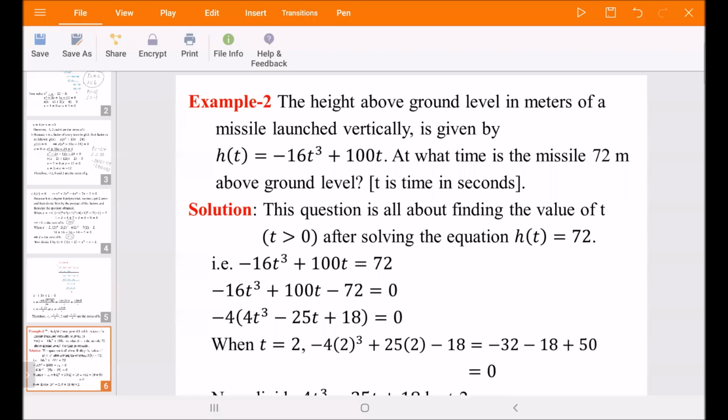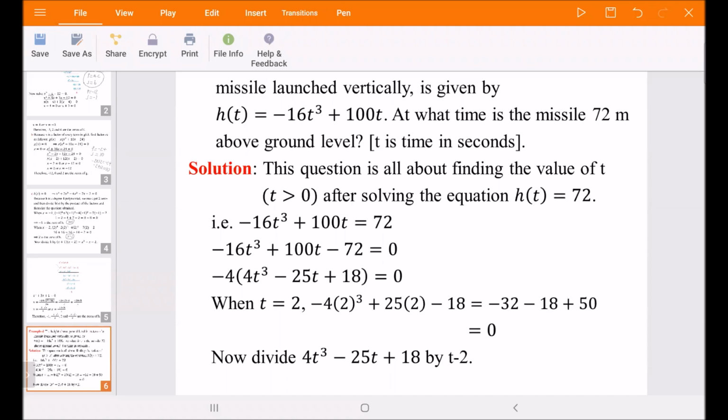Now ignore -4 and totally focus on 4t cubed minus 25t plus 18. And from among the possible numbers we consider 2. When t is equal to 2, 4 times 2 cubed minus 25 times 2 plus 18. 4 times 2 cubed, 2 cubed is 8, so 32. 25 times 2 is 50. Then we have 18. 32 minus 50 plus 18, which is equal to 0.